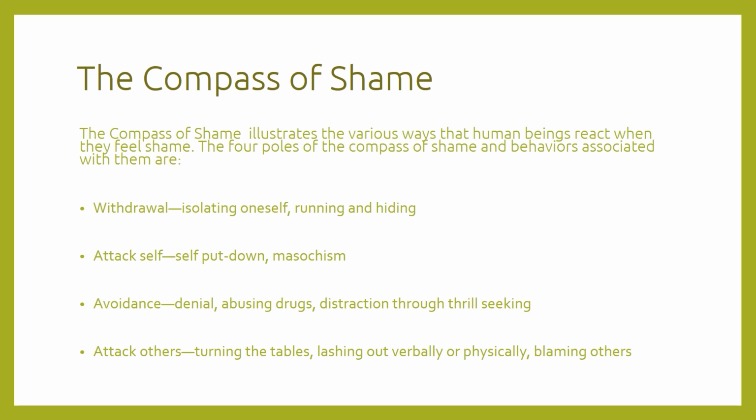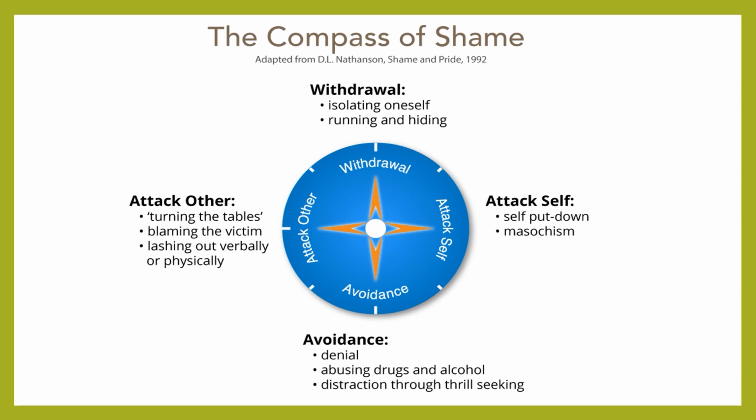The compass of shame illustrates the various ways that human beings react when they feel shame. The 4 poles of the compass of shame and behaviors associated with them are withdrawal, or isolating oneself, running and hiding; attack self, or self-put-down, masochism; avoidance, or denial, abusing drugs, distraction through thrill-seeking; and attack others, or turning the tables, lashing out verbally or physically, and blaming others. A diagram of where the 4 poles fall on the compass of shame can be seen here.